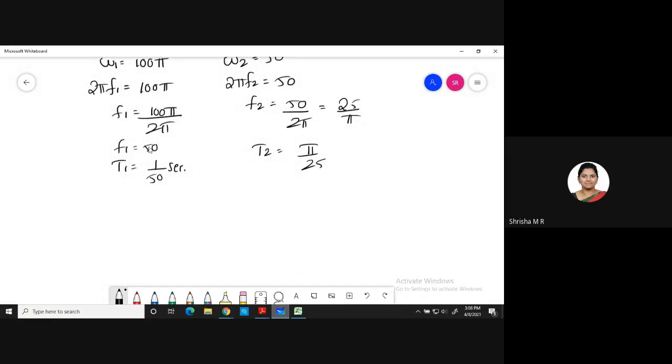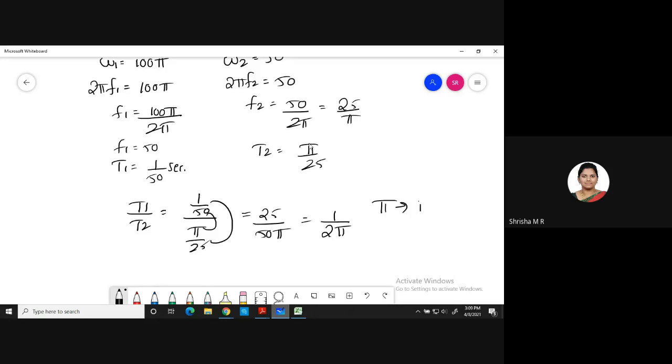We don't know whether it's periodic or non-periodic, so we'll take the ratio of T1 and T2. The ratio T1 by T2 is nothing but 1 by 50 divided by pi by 25. So what do you get? 25 by 50 pi, which is nothing but 1 by 2 pi. Pi is an irrational number, so you have an irrational ratio here. So it is a non-periodic signal.